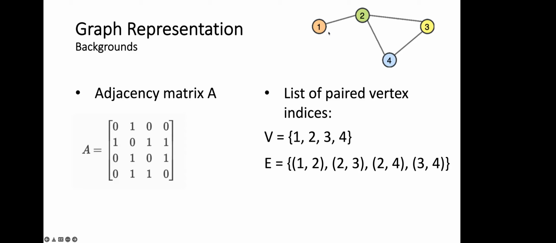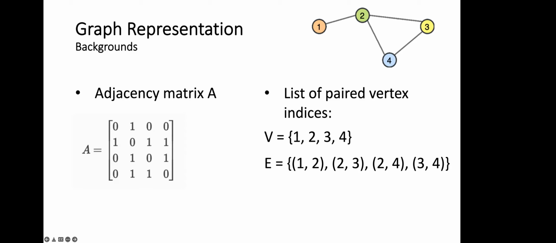So for example, node 1 and 2 has an edge between them. So in the corresponding position in the adjacency matrix, we put the value 1. If there is no edge, we put the value 0. We can also put other values instead of 1 or 0 to represent different features or different types of the edges.